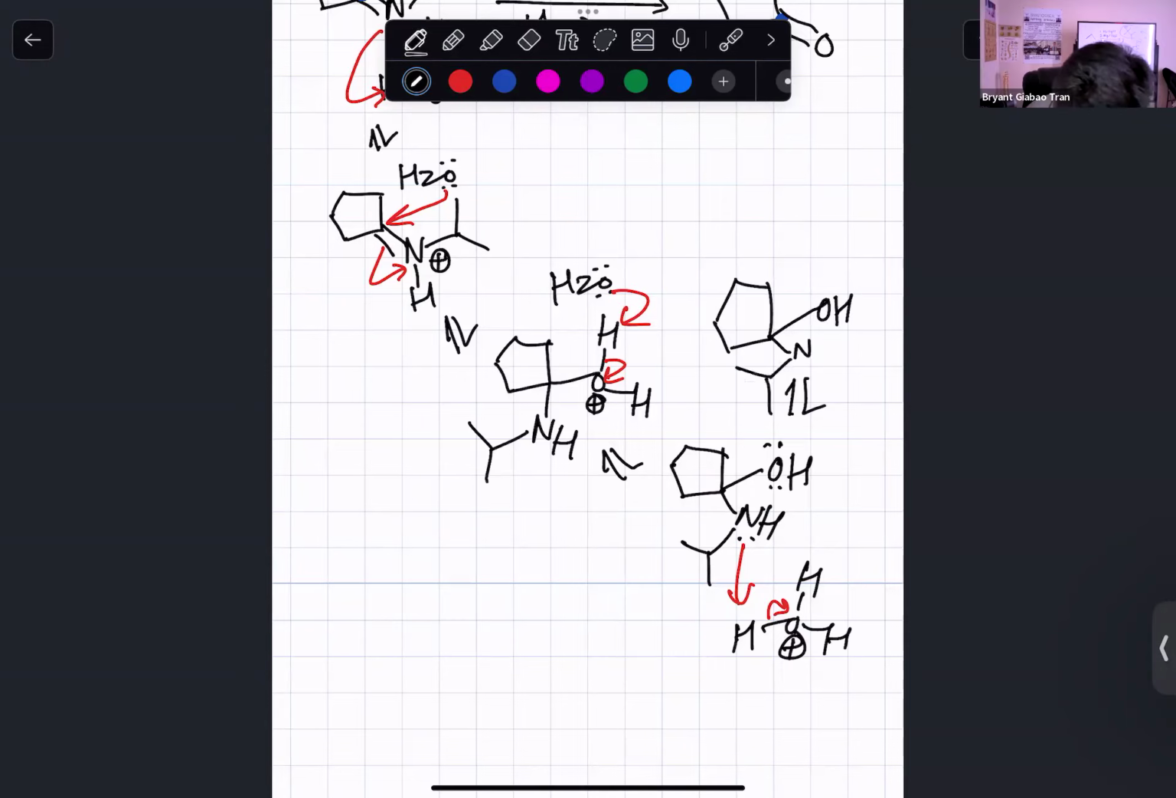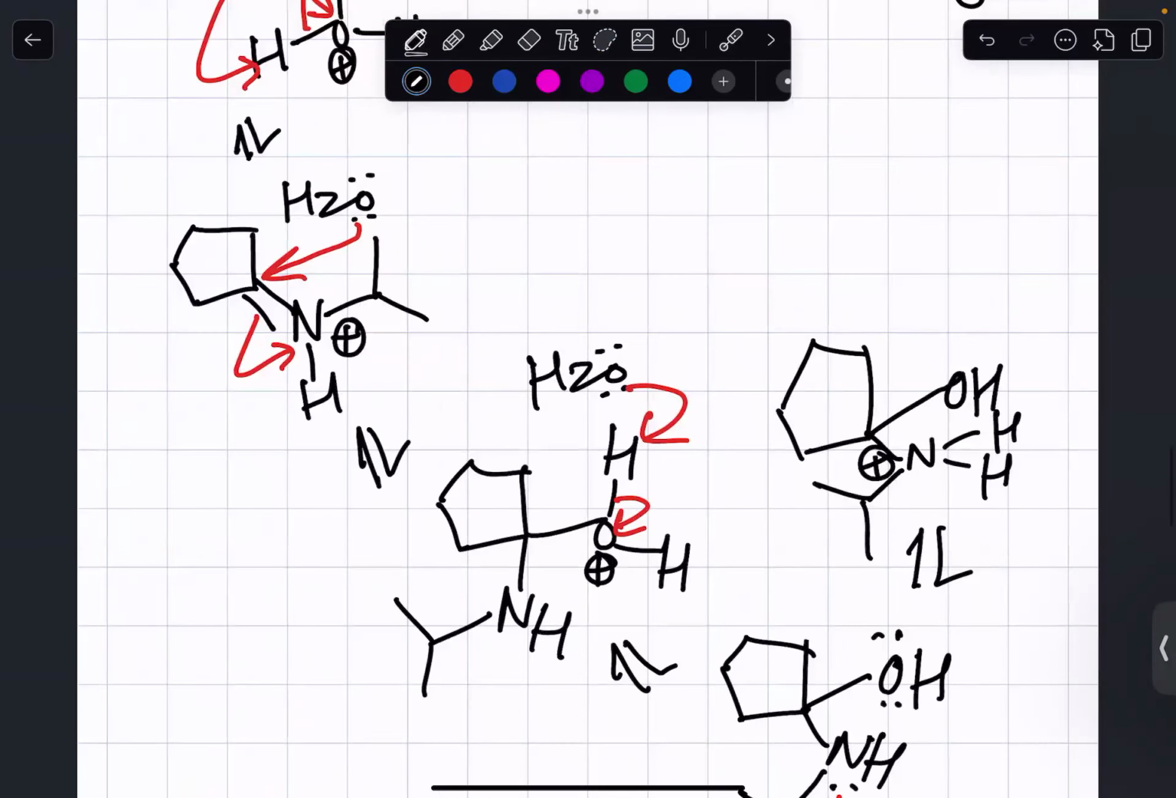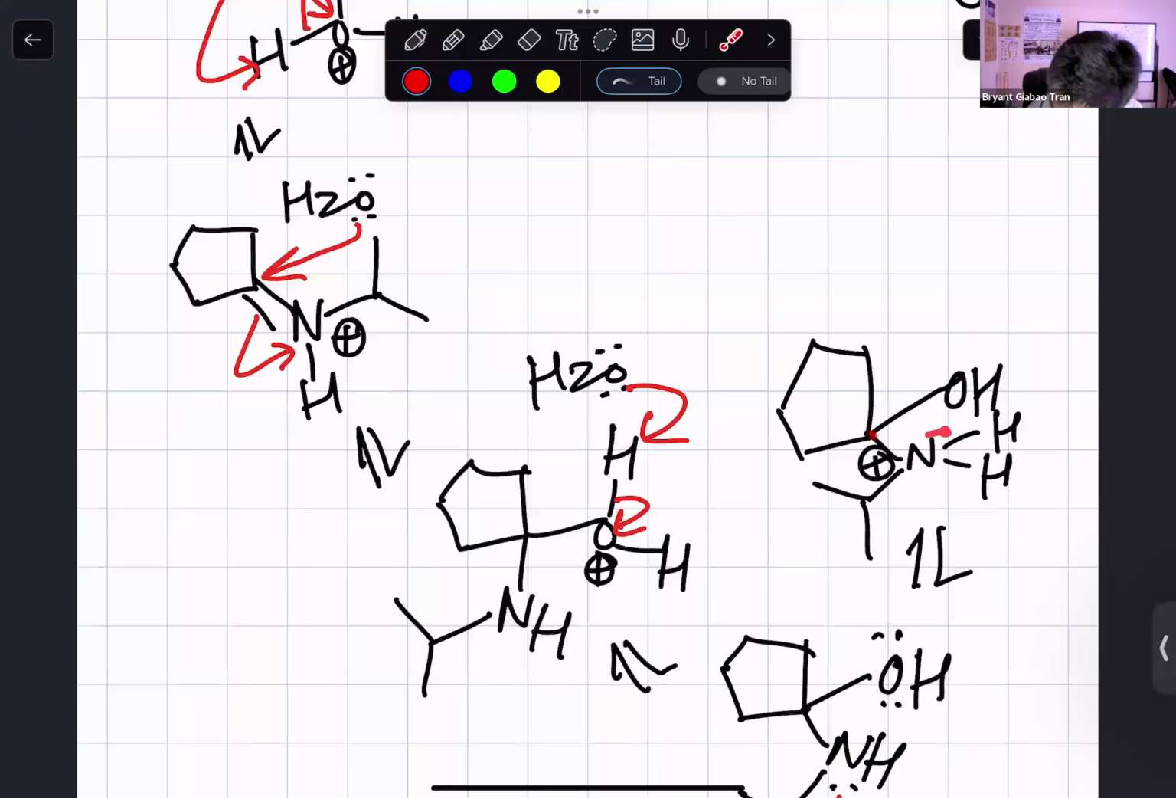Nitrogen. Now, once you have the good leaving group, what can drive that good leaving group off? What can drive this good leaving group off that we just formed right here? If we attack the carbon with another water to. So once you have this good leaving group, look at the other atom attached to this carbon. What other atom has a pair of electrons at this carbon here?